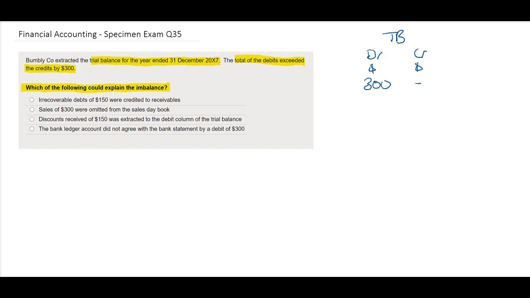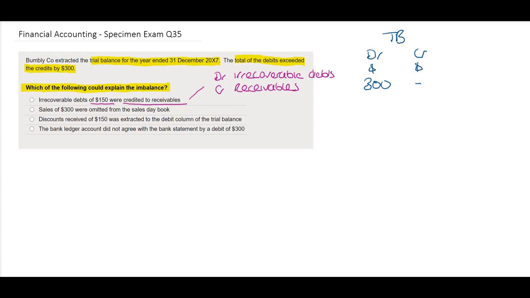Looking at the options available to us, the first one tells us that irrecoverable debts of $150 were credited to receivables. When adjusting for an irrecoverable debt, we are going to debit our irrecoverable debts account and credit our receivables account. And so it's perfectly fine to have credited that account, and this will have no impact on our imbalance.